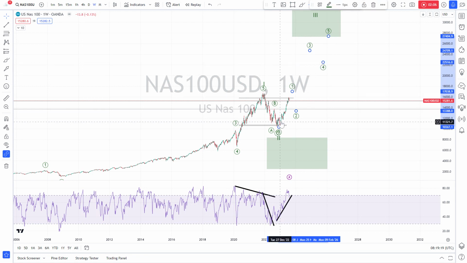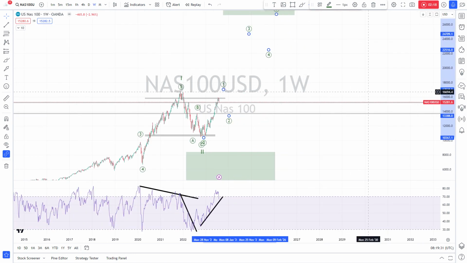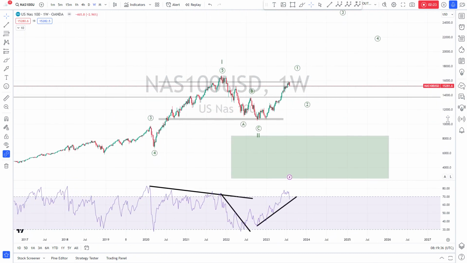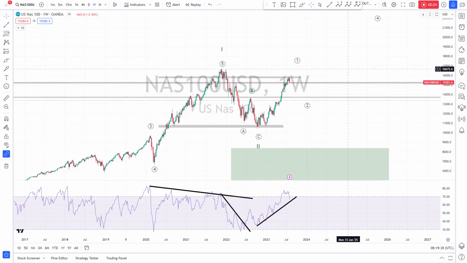And now I believe, in the primary scenario, I'm showing you that we are working on this wave 1 here to the upside. Then a wave 2 should follow, and then we should again see more upside. So that's the bullish scenario. Looks very, very bullish, I'm aware of that.